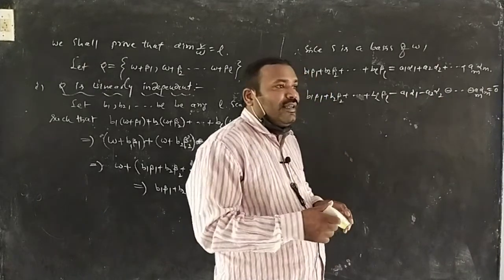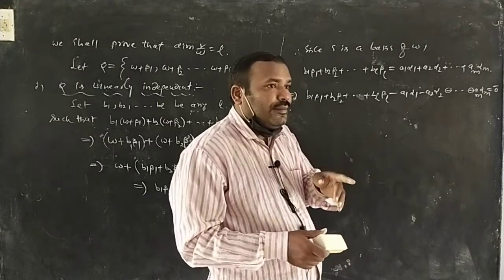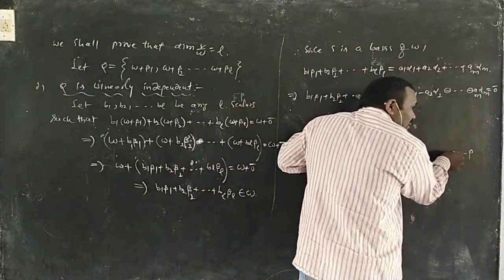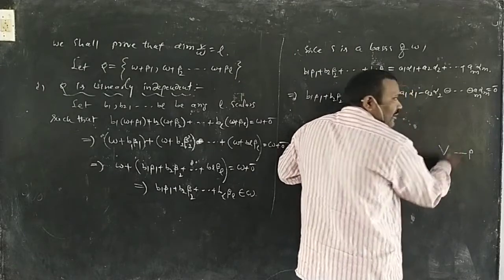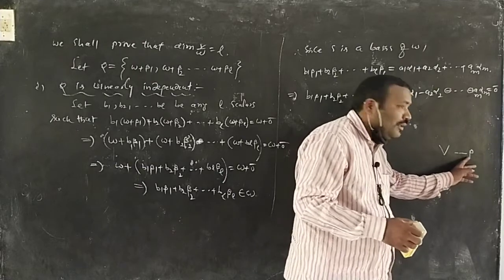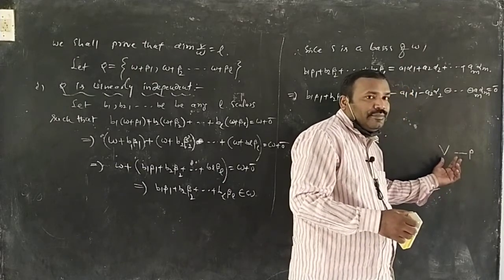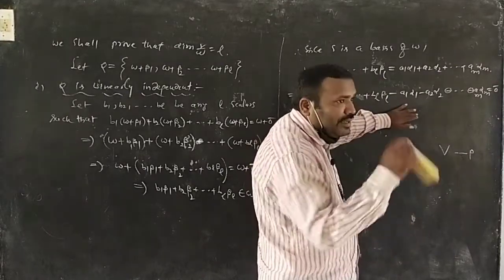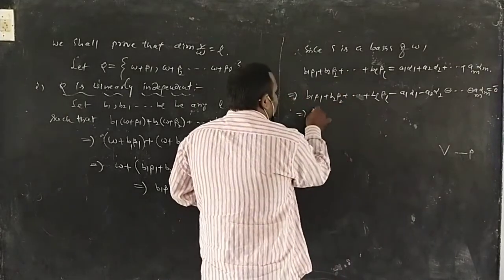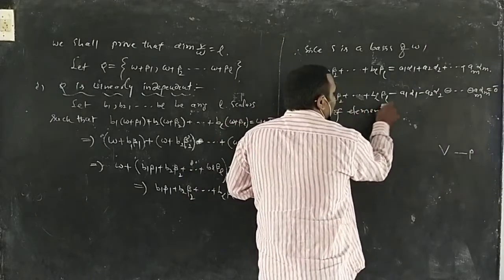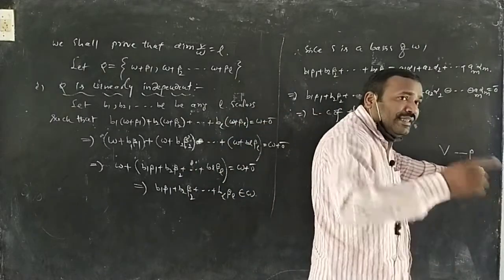Alphas and betas are elements of which set? P. Which set? Tell me. P. P is a basis of V. In part 1, you have been told P is a basis of V. It is a linear combination of elements of P. That implies a linear combination of elements of P. P is a basis.